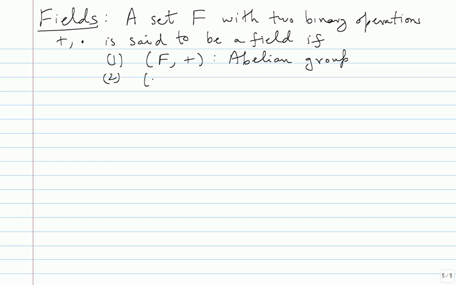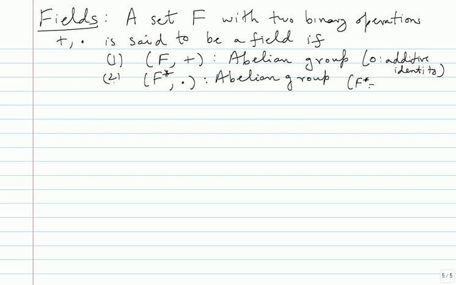Second, F star, what is F star? F minus the additive identity. So suppose 0 is the additive identity. F star with dot is again another abelian group. As I said, most groups we see will be abelian, so it's not a big deal. F star is F without the additive identity. Those are conditions that each of these operations have to satisfy independent of the other.